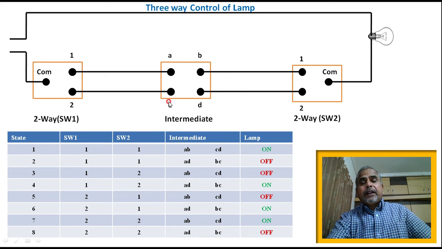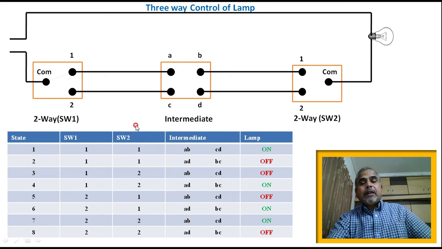The intermediate switch has two different positions. One is the AB and CD connection, and the other is the AD and CB connection. Then the positions here are 1 or 2. Here it is either ABCD or ADCB. These combinations are given, and you just have to trace them.